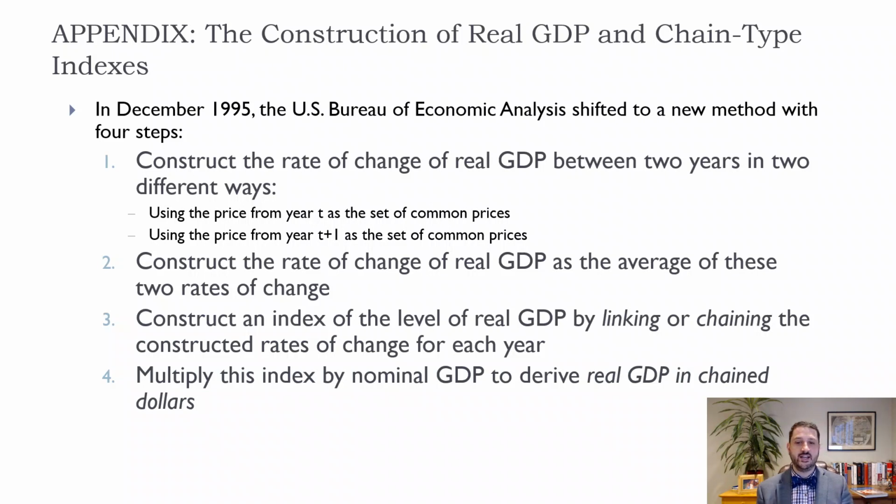Then we construct an index of the level of real GDP by linking or chaining the constructed rates of change for each year, meaning that we basically come up with a number that doesn't actually exist in the numbers, but it's really, really close. And that will give us the same rate of growth no matter which year we're using for the base year, because we're going to multiply this index, this price index, by nominal GDP to derive the real GDP in chain dollars. And that means that because we use these chain prices, when we change the base year from 2009 to 2012 or 2018, our growth rates don't change.